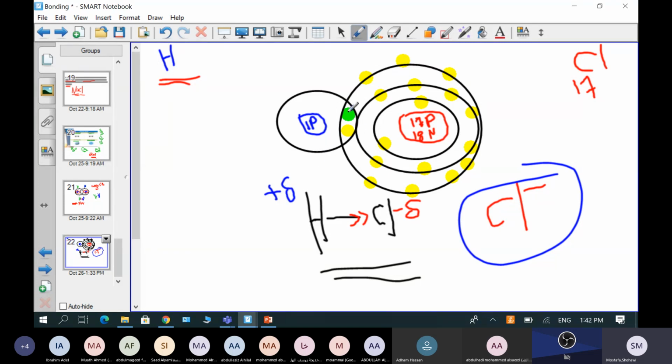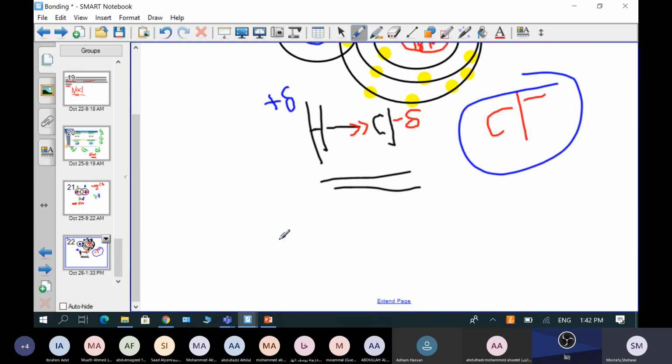This means that the electrons of the bond will spend more time near the nucleus of chlorine, and less time near the nucleus of hydrogen. That's why hydrogen has a partial positive charge and the chlorine has a partial negative charge. Because the electrons will spend more time near the nucleus of chlorine, since the attraction force of this nucleus is greater than the attraction force of the nucleus of hydrogen. So we call this one a polar covalent bond.